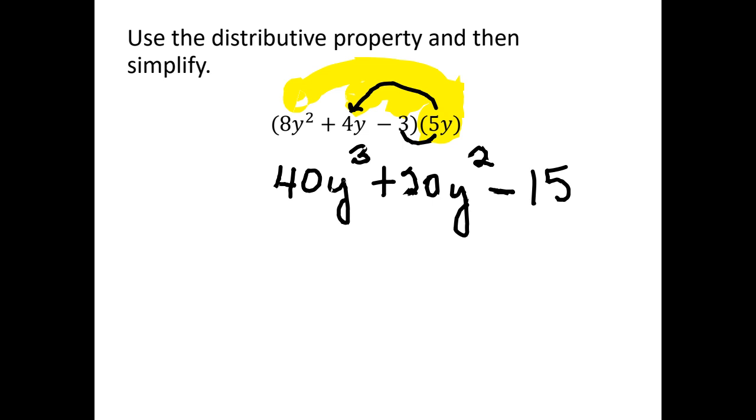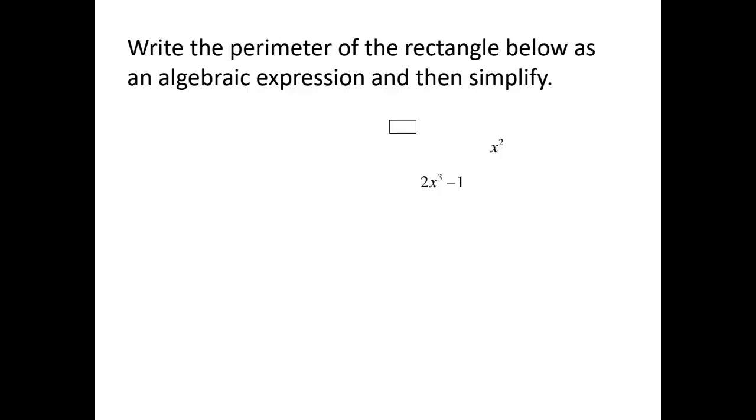Now, this slide, okay, write the perimeter. Well, I hate to tell you that this x should be sitting right next to that box, and this 2x cubed should be sitting down there. Okay, for some reason it kind of shifted. Okay, but remember, perimeter means add all sides. This figure has 4 sides.